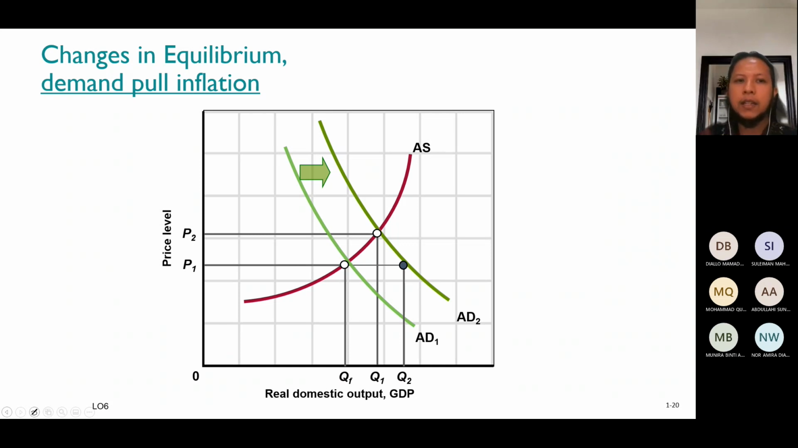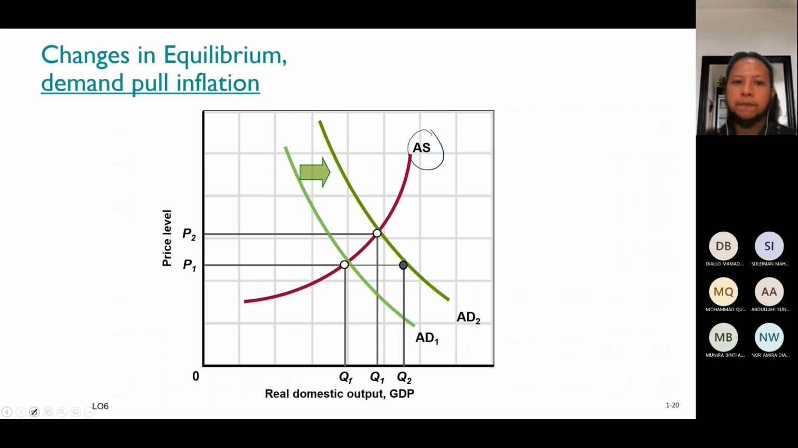And basically, for example, equilibrium can change when aggregate demand shifts to the right, but aggregate supply doesn't change. Okay, so this is a special situation when aggregate demand shifts to the right and aggregate supply doesn't change, and we've covered why aggregate demand shifts. You can refer to the previous slides. Why does aggregate demand shift to the right? They are the factors that we mentioned just now.